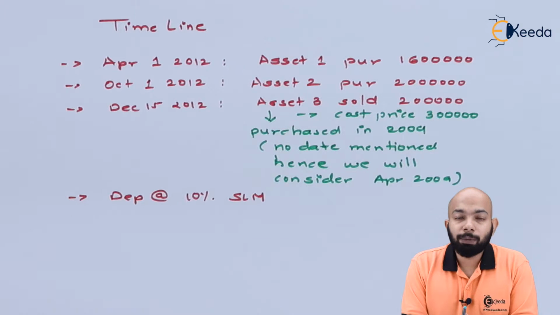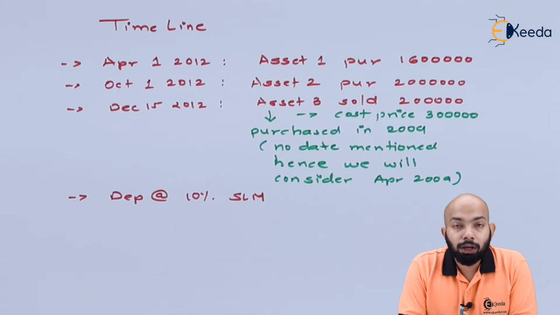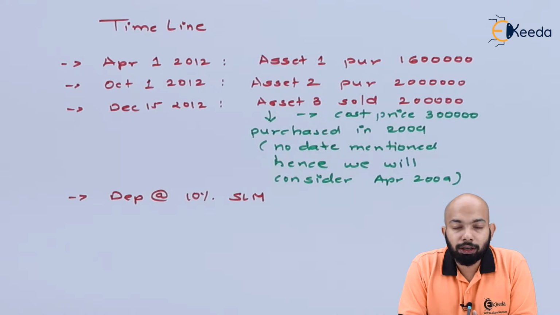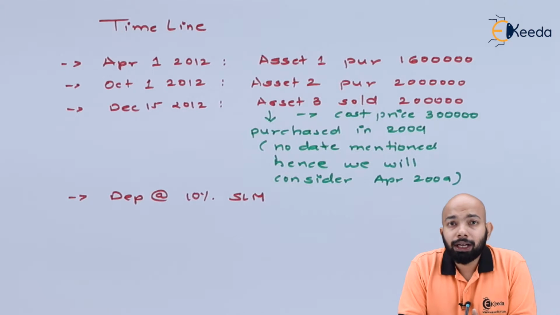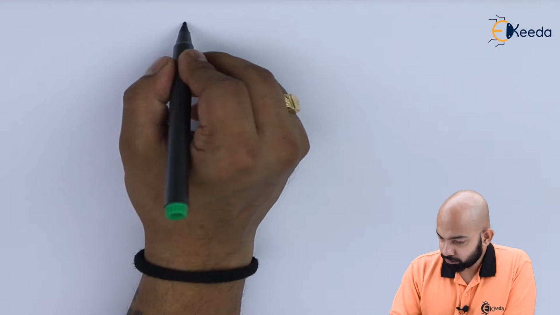As you can see, we have prepared a timeline here which states all the transactions in chronological order. That means every transaction done since April 2012 until March 2013 has been mentioned: April 1st, October 1st, December 15th, and then the details about depreciation. Now let's figure out how to solve this specific problem. We'll first prepare the working and then we'll pass the entries and then the accounts or ledger balances of all these assets.